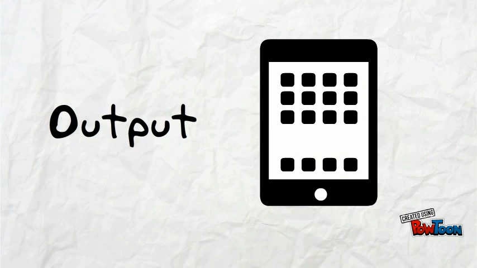Output. Once computers have processed data, there will be some sort of output. This output can be displayed using output devices such as screens, printers, or speakers.